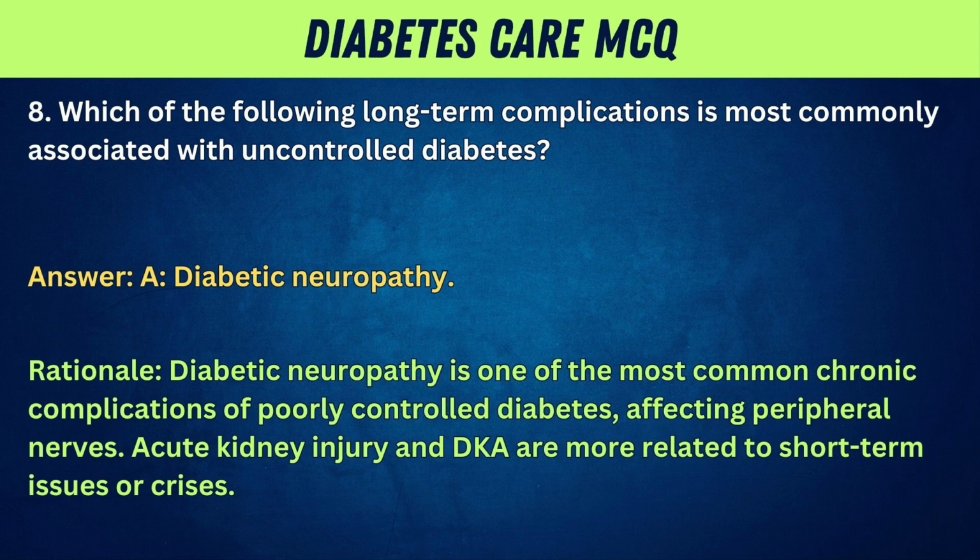Rationale: diabetic neuropathy is one of the most common chronic complications of poorly controlled diabetes, affecting peripheral nerves. Acute kidney injury and DKA are more related to short-term issues or crises.